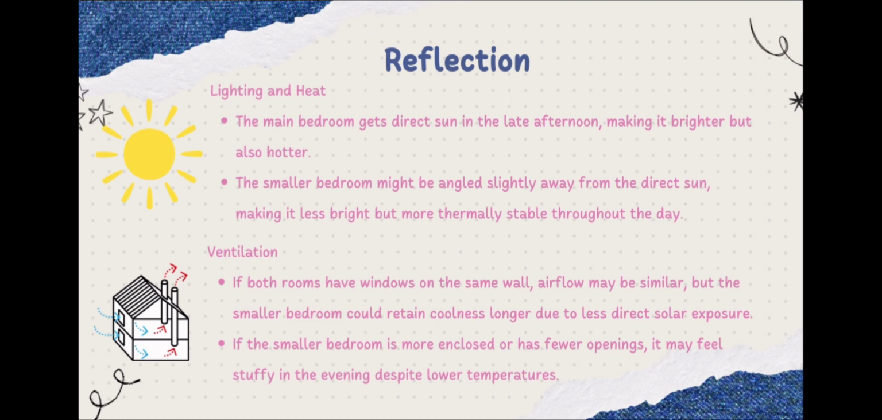In conclusion, room orientation, size, and exposure to sunlight have a significant impact on environmental factors like temperature, humidity, and brightness. Understanding these elements helps in designing more comfortable and energy-efficient living spaces.